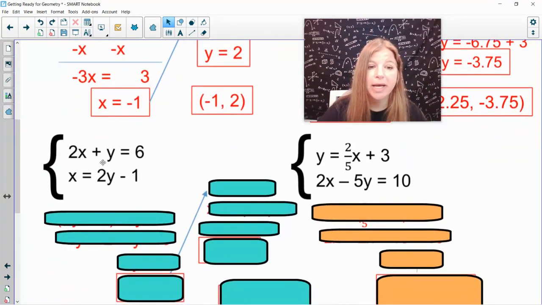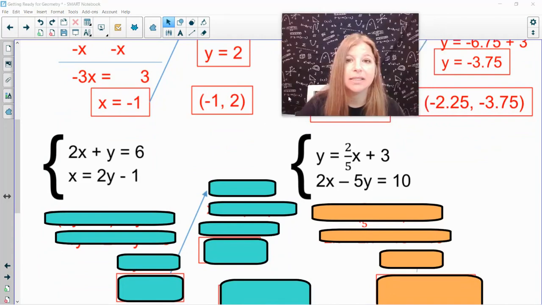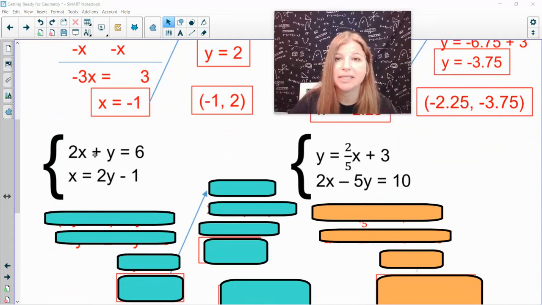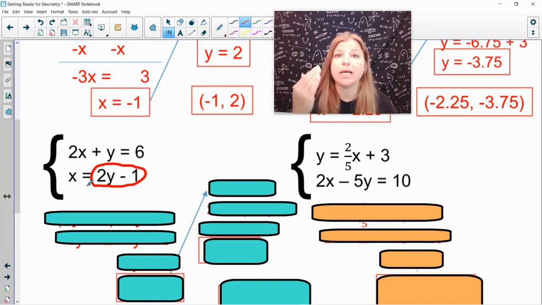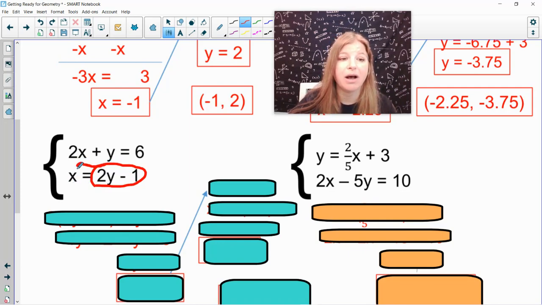Next to 2x plus y equals negative 6. So if I look at this equation that's in standard form, the second equation, x equals 2y minus 1, I see that my second equation is already solved for a variable. So x is by itself. So x is equal to 2y minus 1. That means where I see x in my other equation, I'm going to substitute in this 2y minus 1.